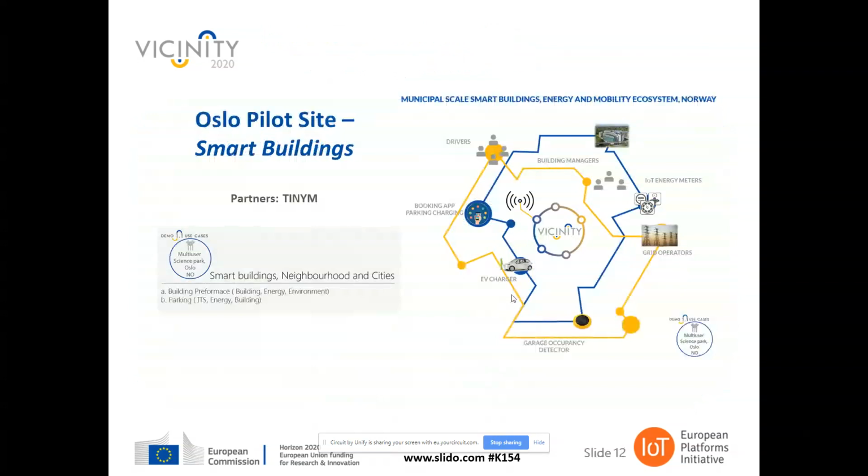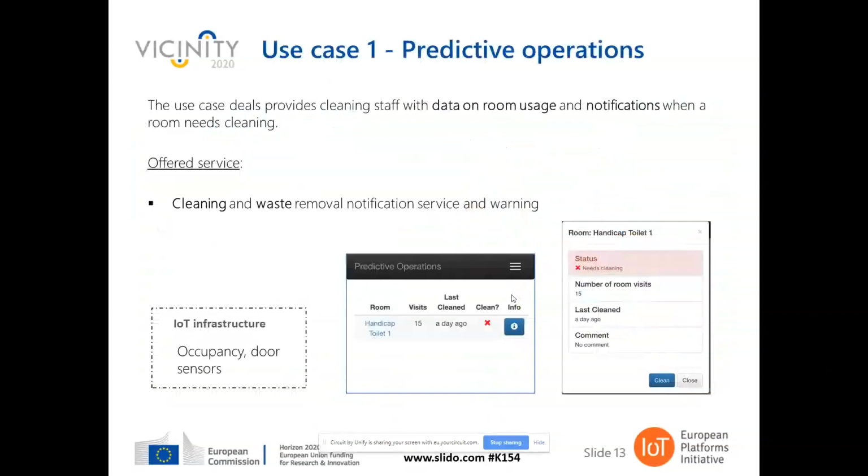The third use case is around smart buildings, which is located in Oslo pilot site. So the first use case here is around predictive operations that are dealing with cleaning staff and how, based on the data received from the room usage, like occupancy and door sensors, we can provide some notifications when actually the rooms are needed to be cleaned. So the service that we have created are around cleaning and waste removal notification service, which addresses the cleaning staff and optimizes how they actually perform and organize their day-to-day maintenance of the different rooms in the building.